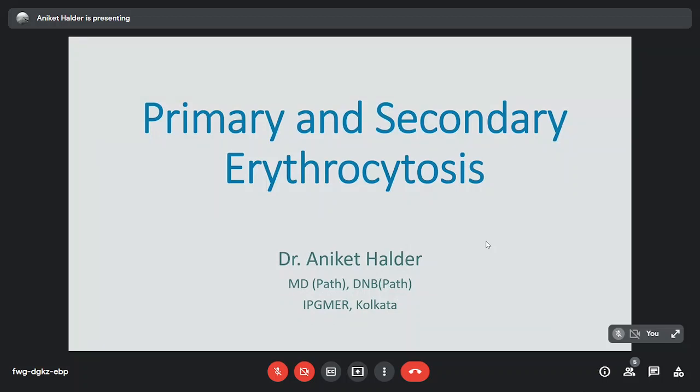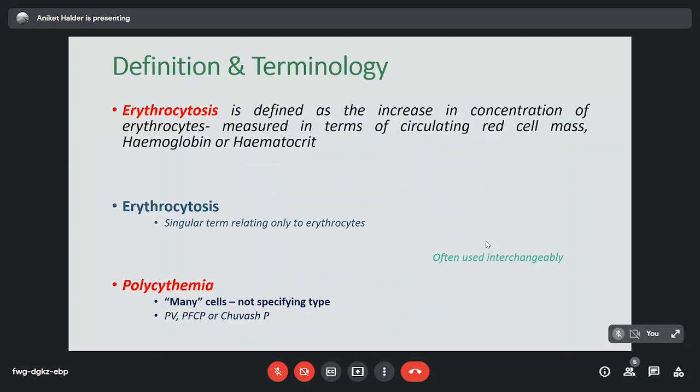So, good evening, everyone. Today I will talk on primary and secondary erythrocytosis. First, we will start with the definition and a few terminologies. Erythrocytosis is defined as the increase in concentration of the red cells, measured in terms of circulating red cell mass or hemoglobin or hematocrit. Whenever we use the term erythrocytosis, there is another term which comes in unison, that is polycythemia. These two terms are often used interchangeably, but although similar, they are not interchangeable.